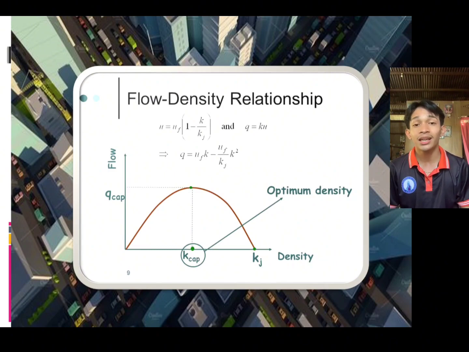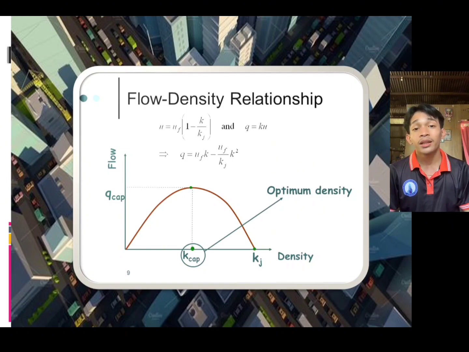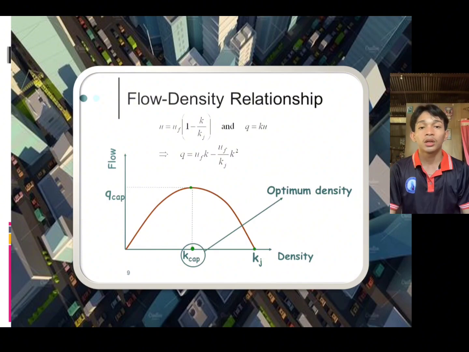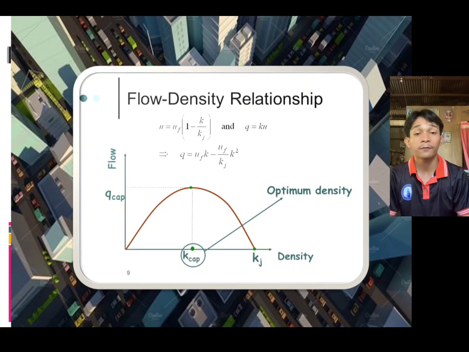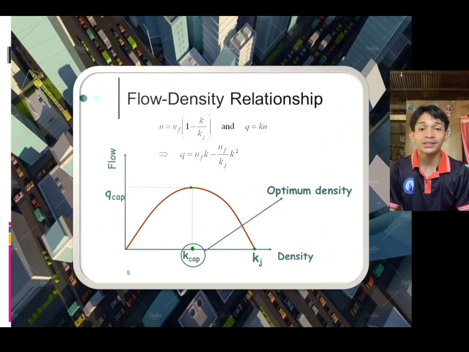It is the same idea as the speed density relationship, but it is applicable when the maximum capacity is reached in the flow density model. So we have the formula for the flow density relationship, which is Q equals U sub F, the free flow speed, times K, the density, minus U sub F over K sub J, the jam density, times density squared.